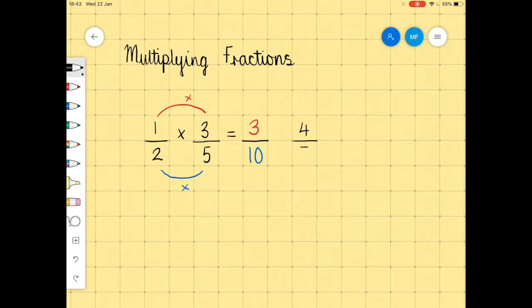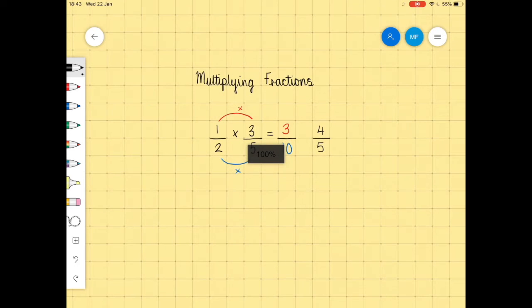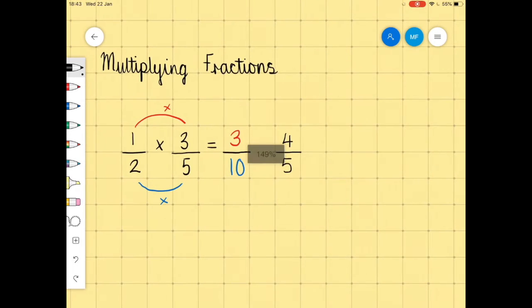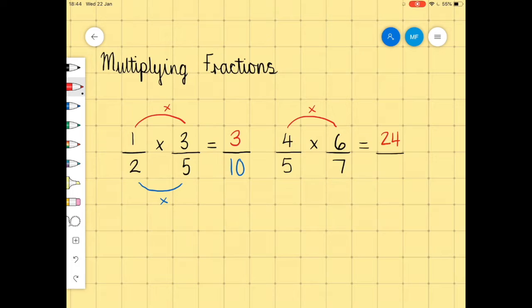If we look at another one here, then we've got 4/5 and we're going to multiply that by 6/7. So we're just going to follow the exact same method here. We take the two numerators, we multiply them together. We've got 4 times 6 and that is going to give us 24. And then we take the two denominators, which we've got 5 and 7, we multiply those together to give us 35.